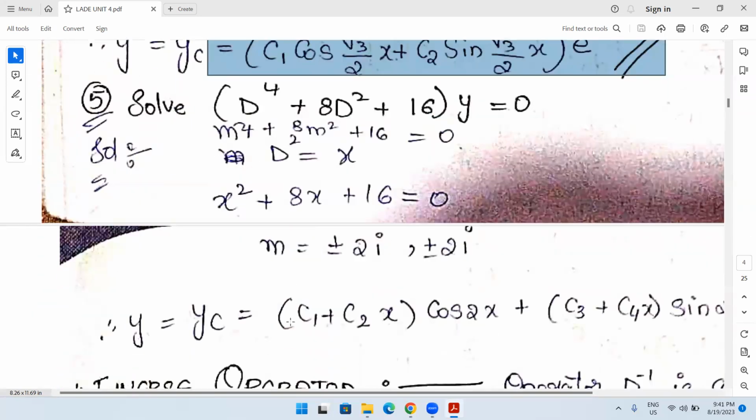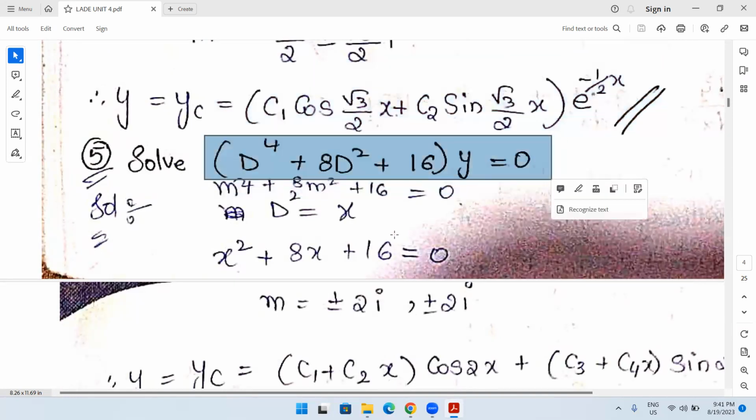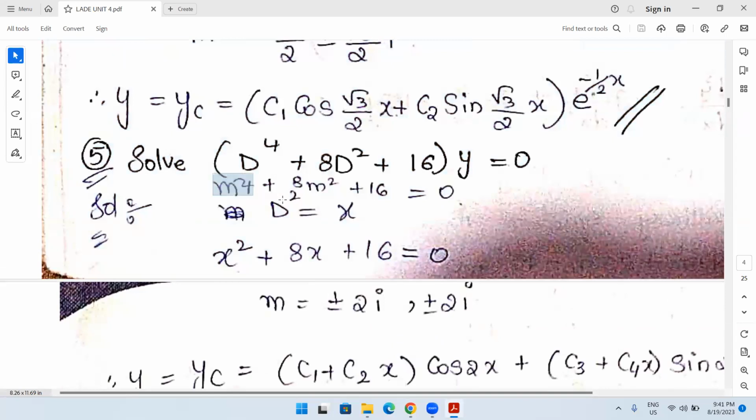Okay. Let us move to the next problem. Solve d power 4 plus 8d square plus 16y is equal to 0. It is already in the operator D form, so the first step we can skip, and directly move to the second step. What's the second step? Auxiliary equation: m power 4 plus 8m square plus 16 is equal to 0. We just ignore y.